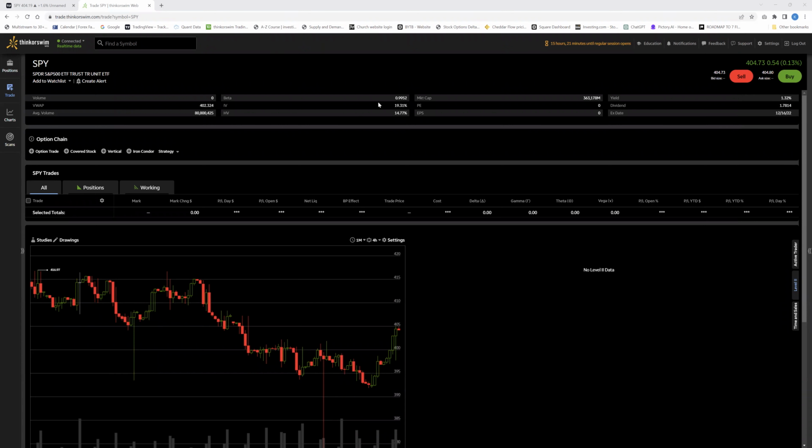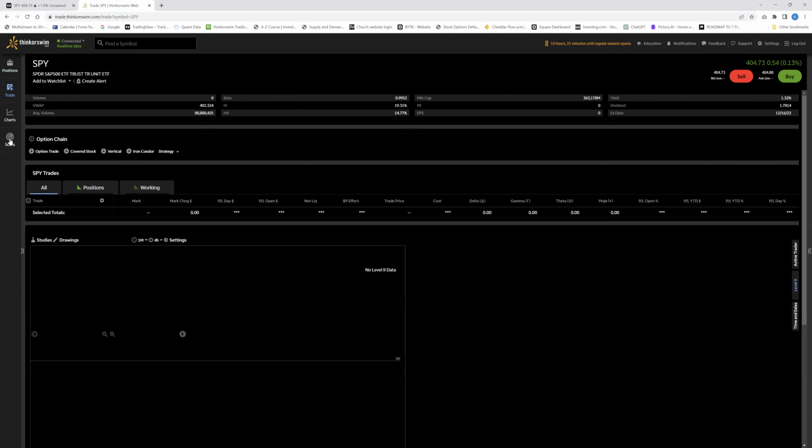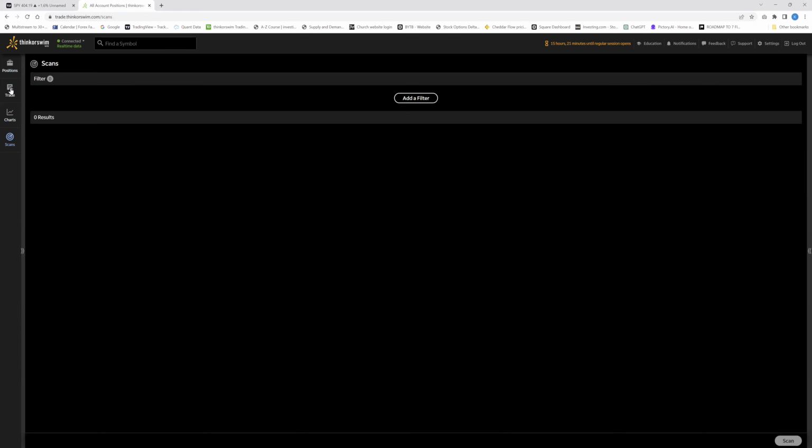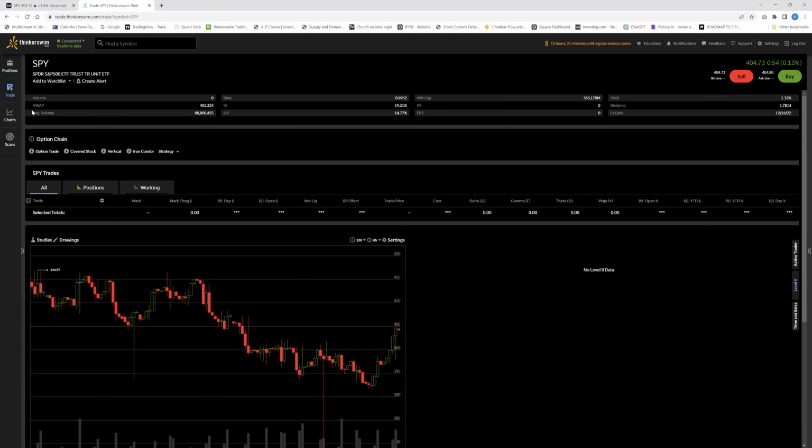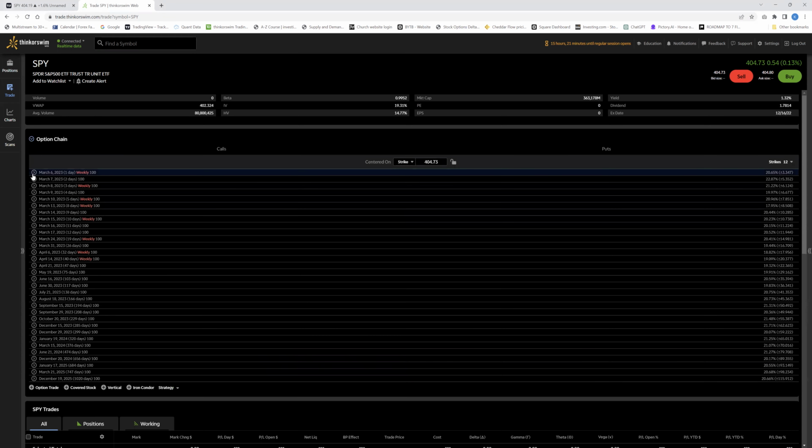All right, so real quick, we'll just go over this. Basically, when you come in here, once you log in on your Thinkorswim, you'll be at positions, trade, charts, scans. You're gonna go to where it says trade. You're gonna go to option chain, and then you're gonna select the expiration date that you're trading.